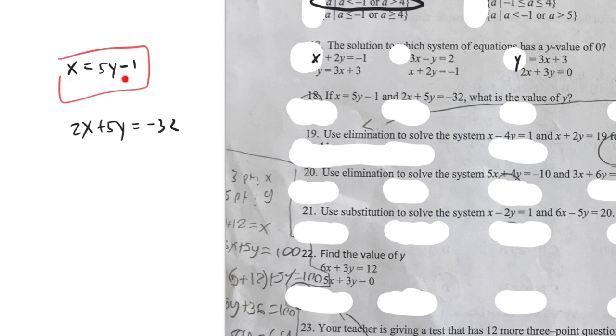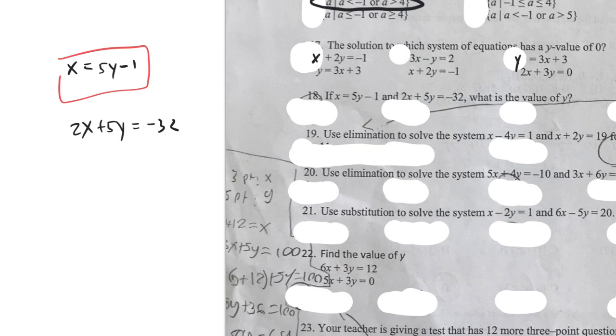Okay, problem number 18. If x equals 5y minus 1 and 2x plus 5y equals negative 32, what's the value of y? Right, so it's basically a system of equations. I'll rewrite the situation here. We have x equals 5y minus 1, and we have 2x plus 5y equals negative 32. And what this is essentially saying is that anytime you see x, you could hypothetically replace it with a 5y minus 1. So that is exactly what we're going to do.